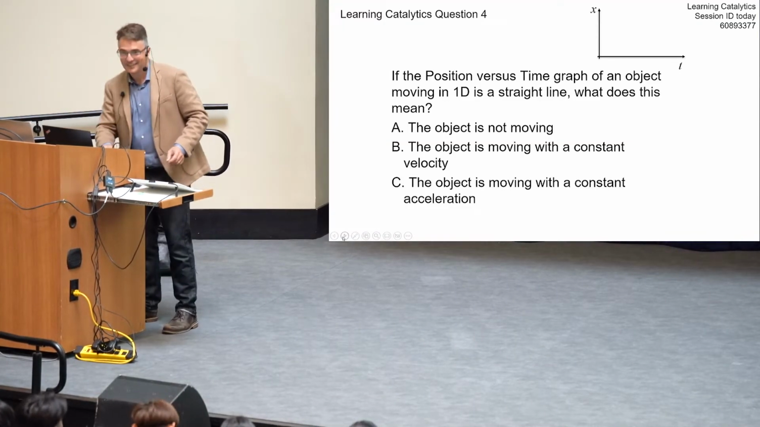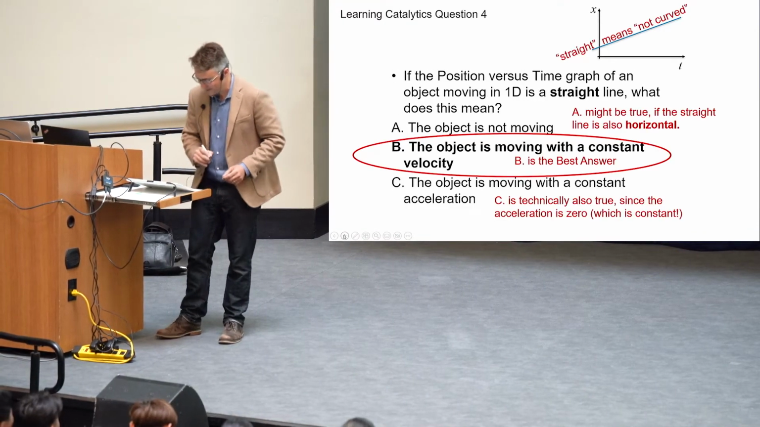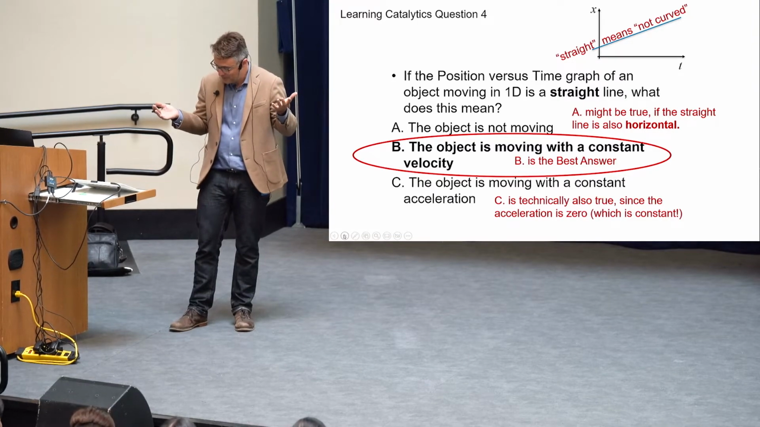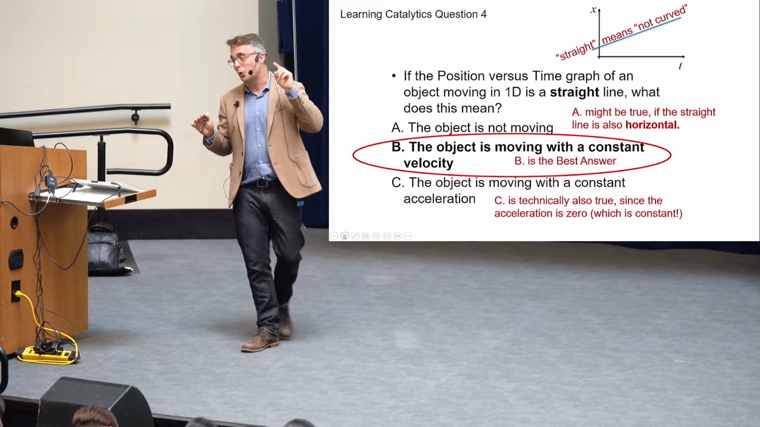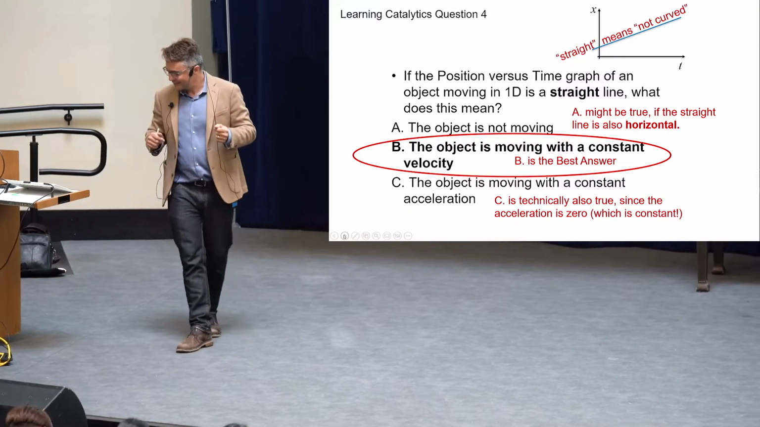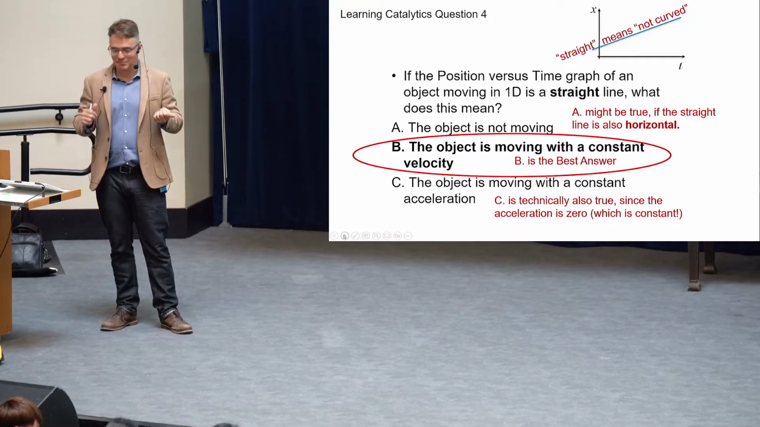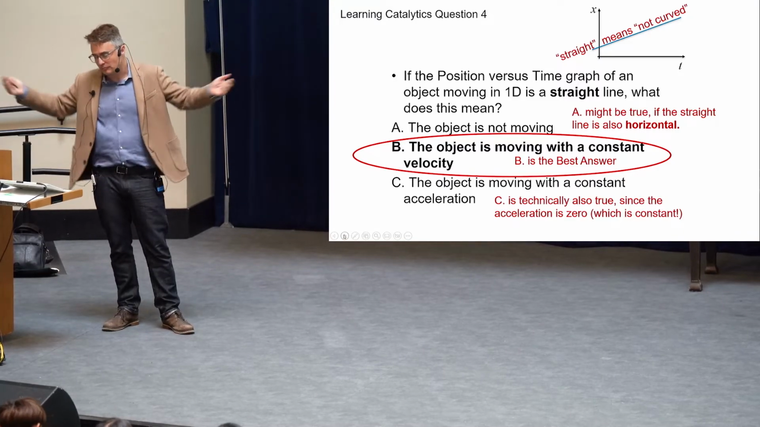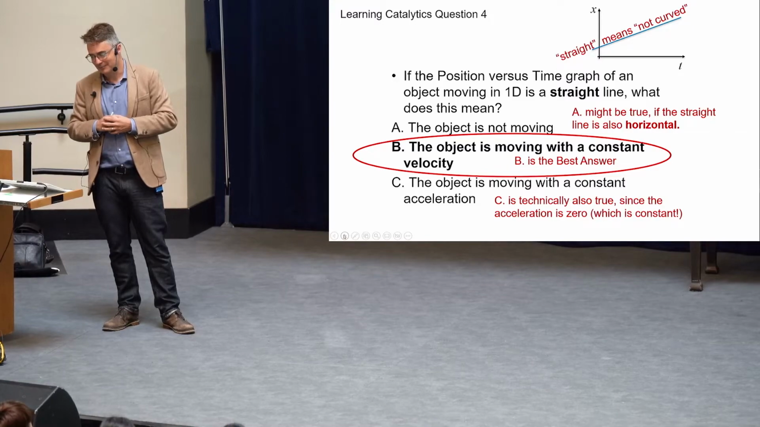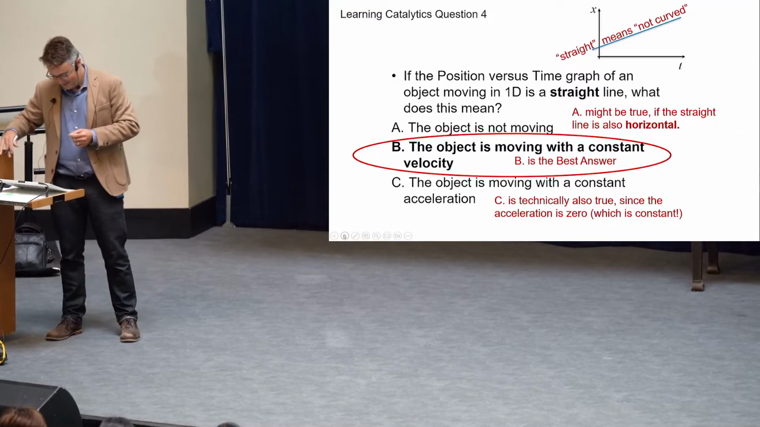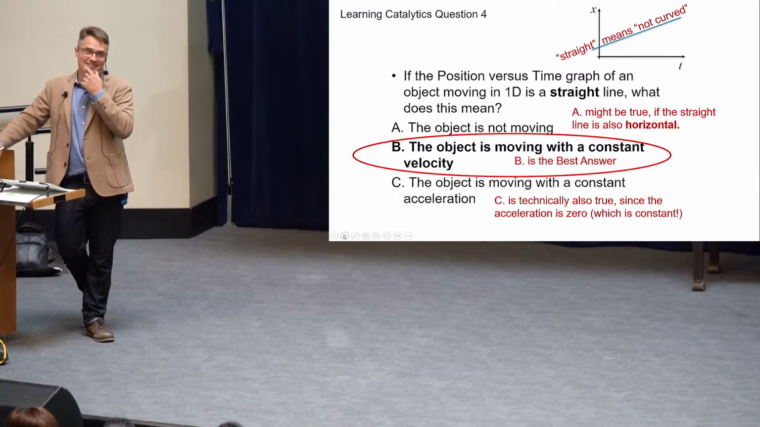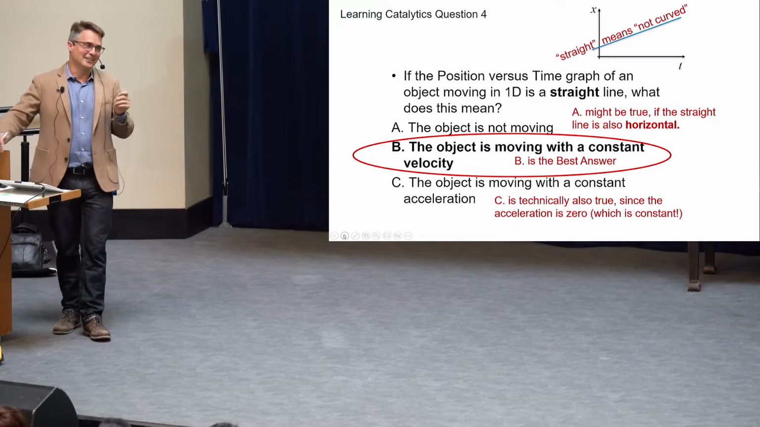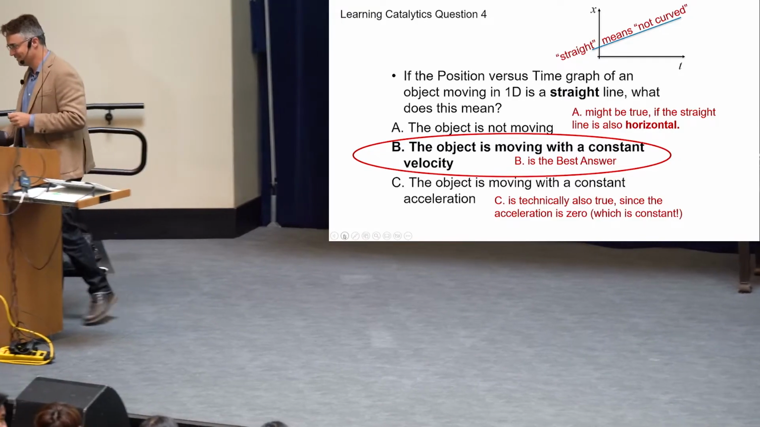And again, hopefully no one's brought any rotten tomatoes to throw at me. This is what I'm trying to say here. I guess A might be true if the line was straight and it was horizontal, but B, to me, is a better answer because the word straight means not curved. But actually, C is technically true as well because the acceleration is 0, and 0 is a constant. It's just a specific constant, right? So, anyway, sorry, bad question, bad prof.